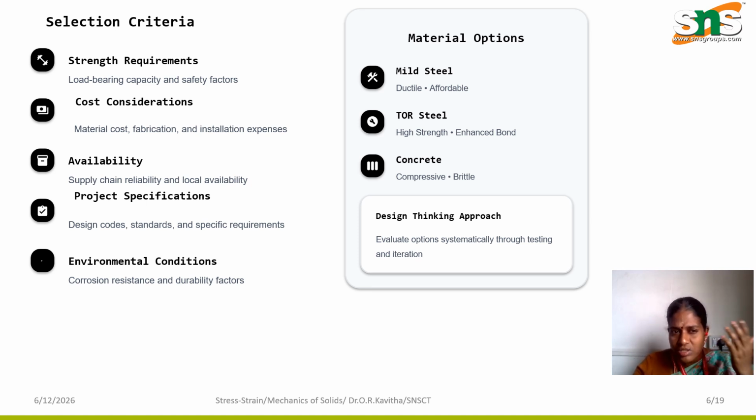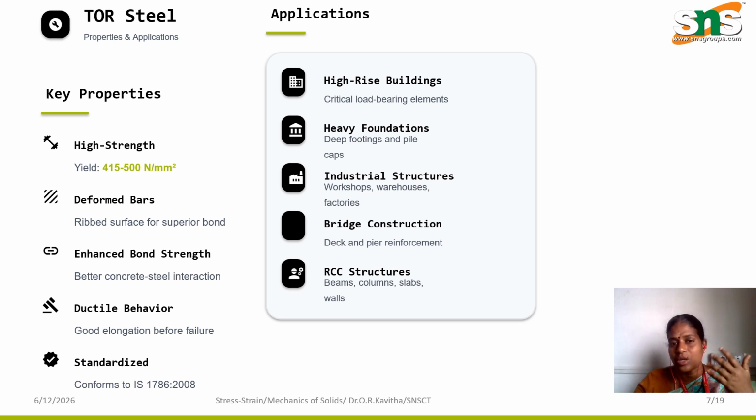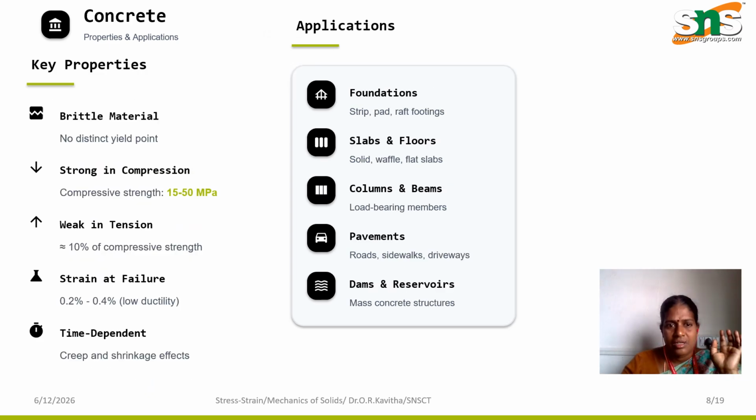The most used materials here are mild steel, Tor steel and concrete. This is the Tor steel we use in structures. It has high strength, and we use it as deformed bars, and it gives good bond strength and also good ductile behavior. We use it in high rise buildings, heavy foundations, industrial structures, bridge construction and so on.